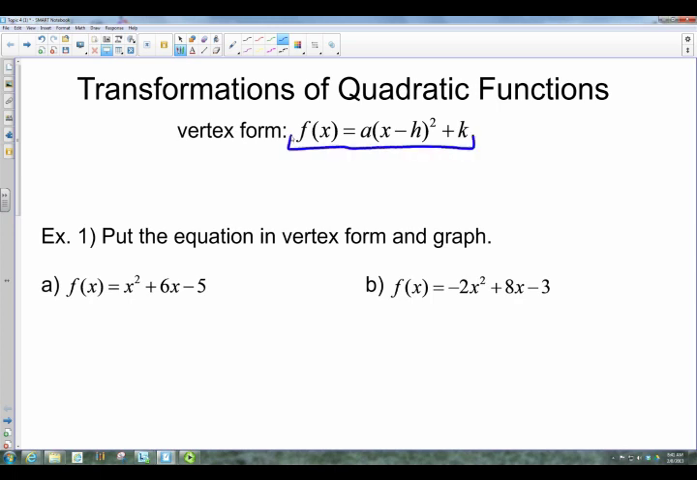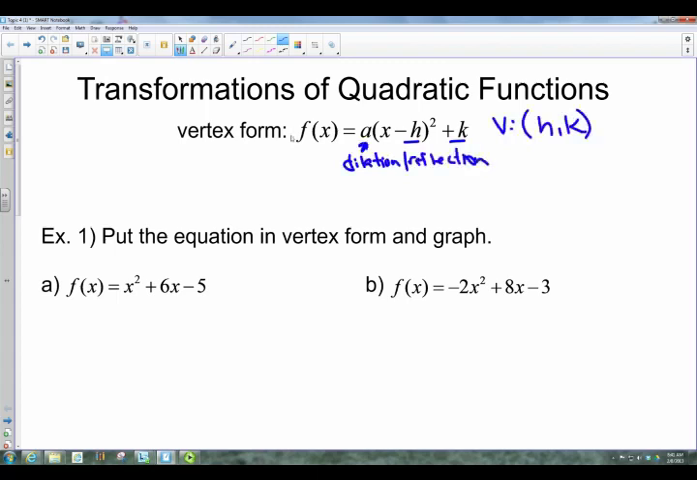Okay, so vertex form right here on the board is f of x equals a times x minus h squared plus k. Alright, so that's vertex form. Now what this is going to tell us is a couple things. The h and the k represent the vertex. Okay, so the vertex of your function is h, k. The a value is what tells us if there's a dilation, a reflection, any of those changes.